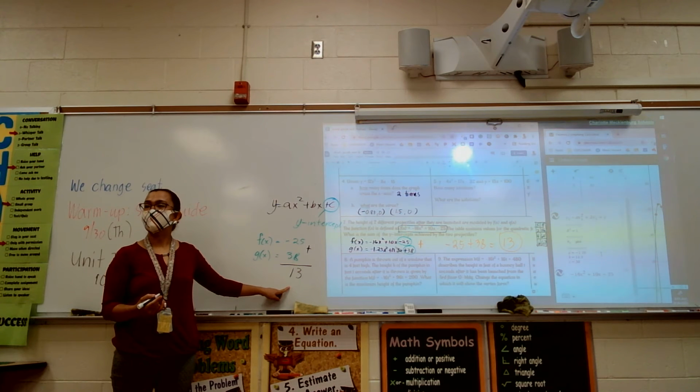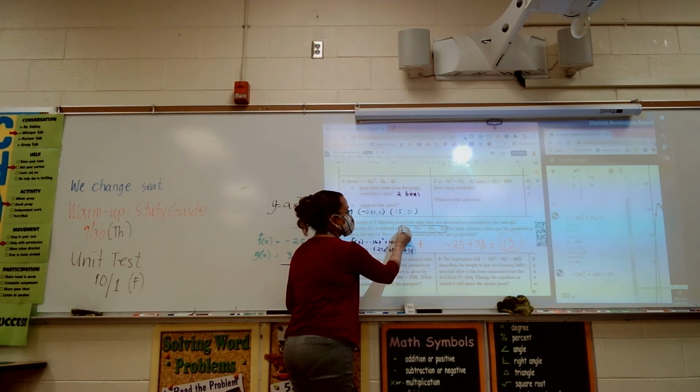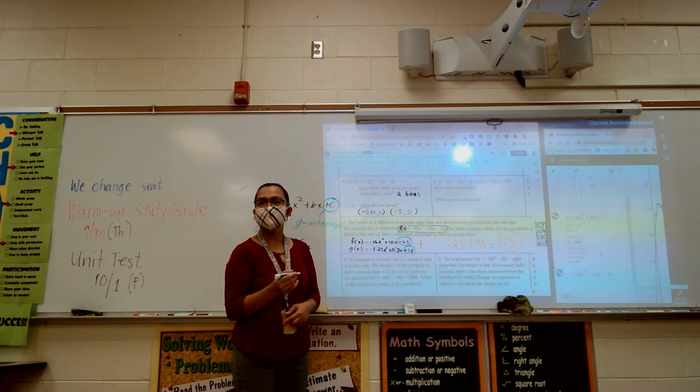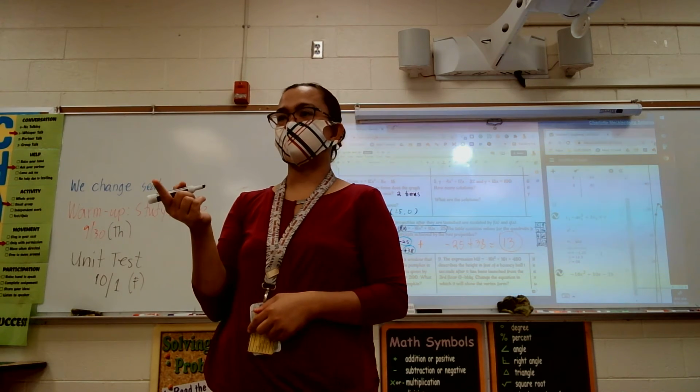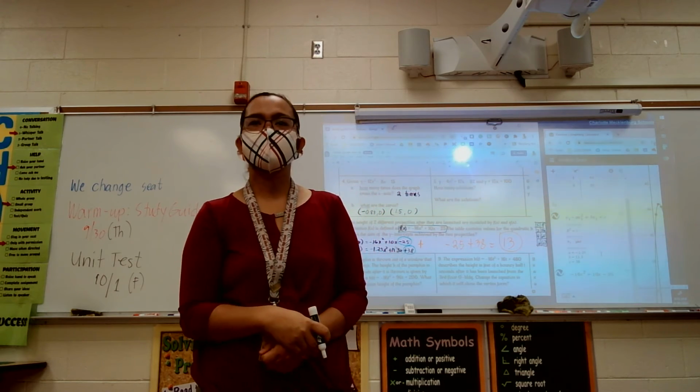How do you know which one is f of x and g of x? Oh, look. There is f of x. I see that. And then the table says g of x. Alright. There you go.